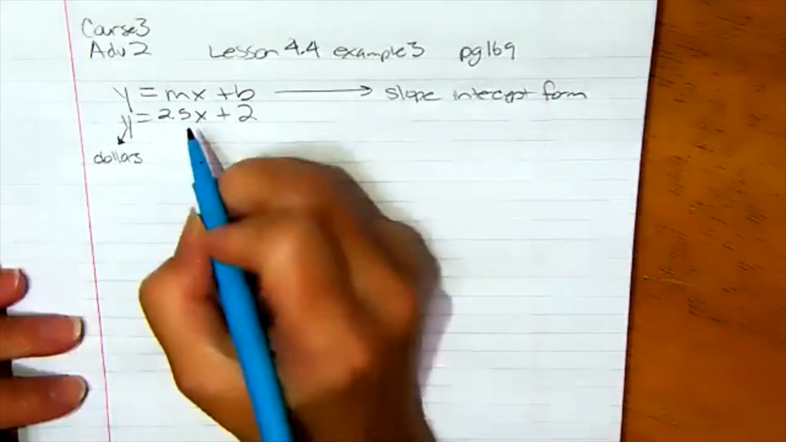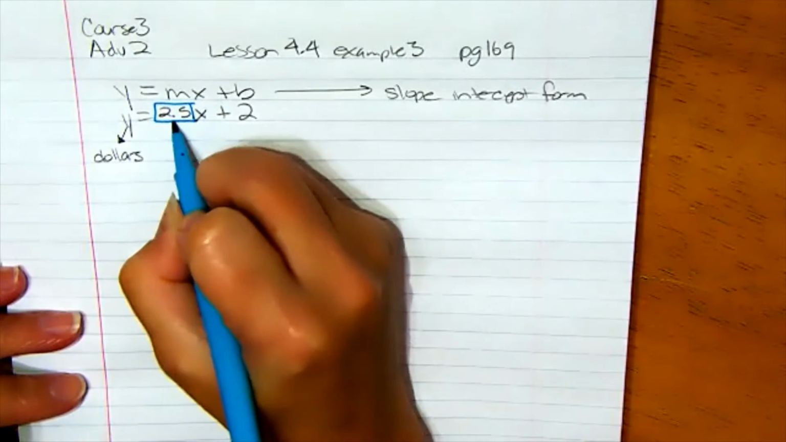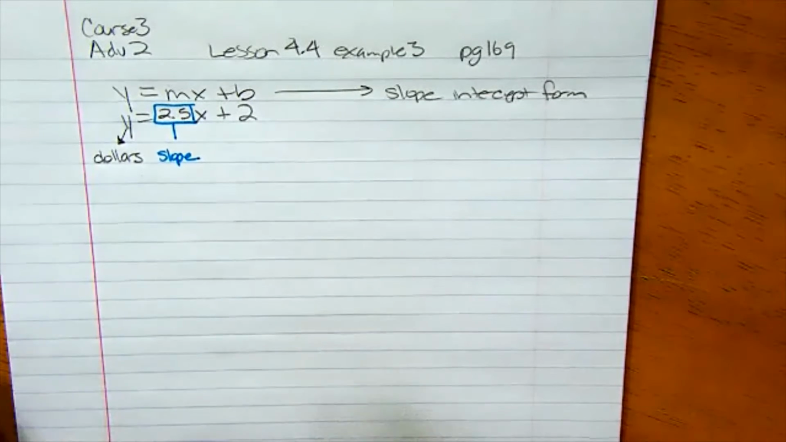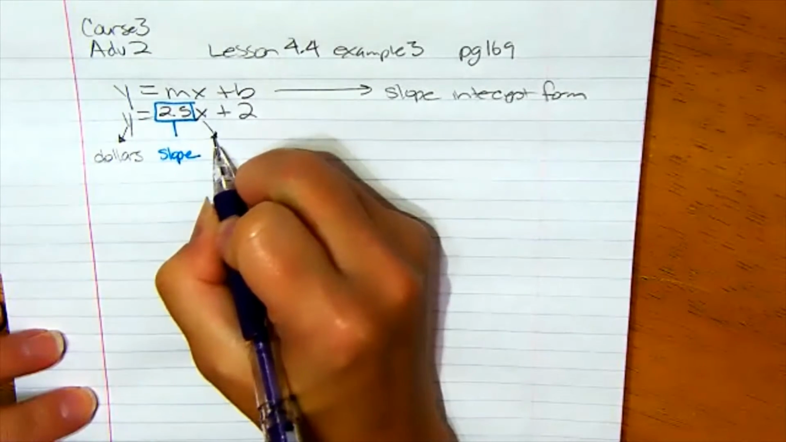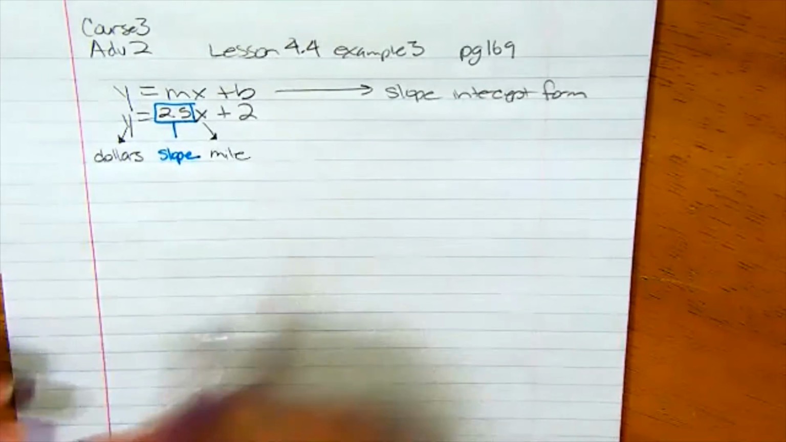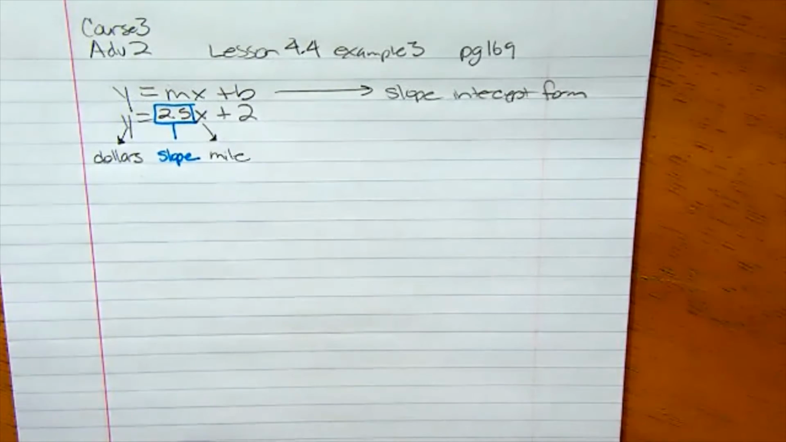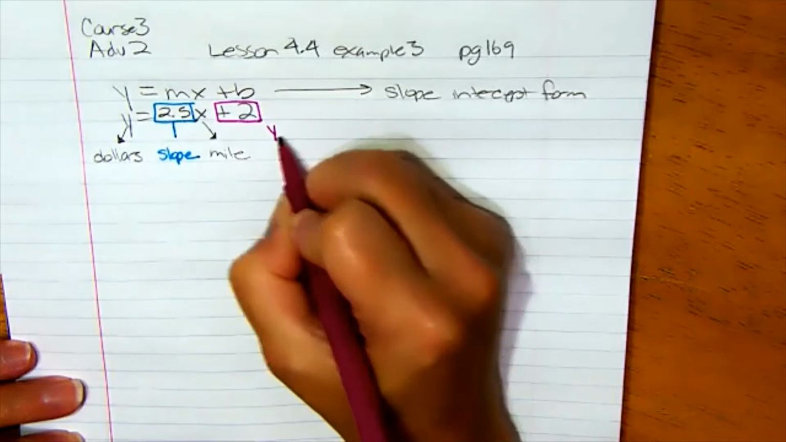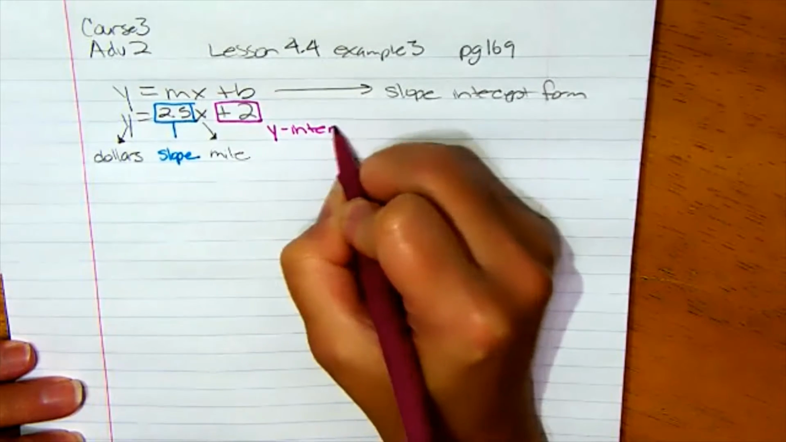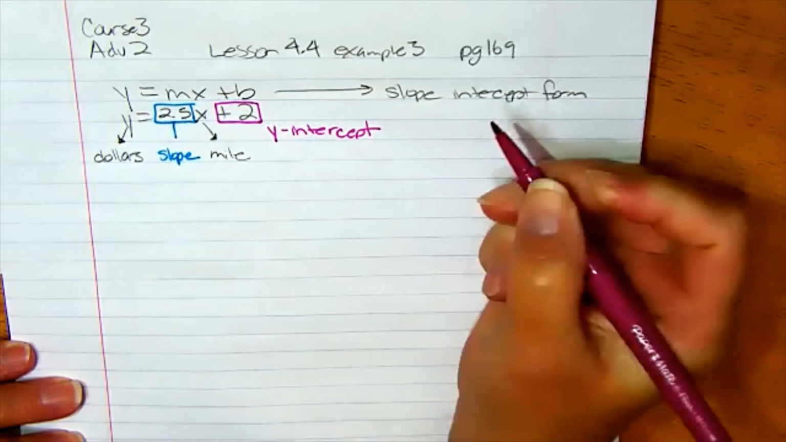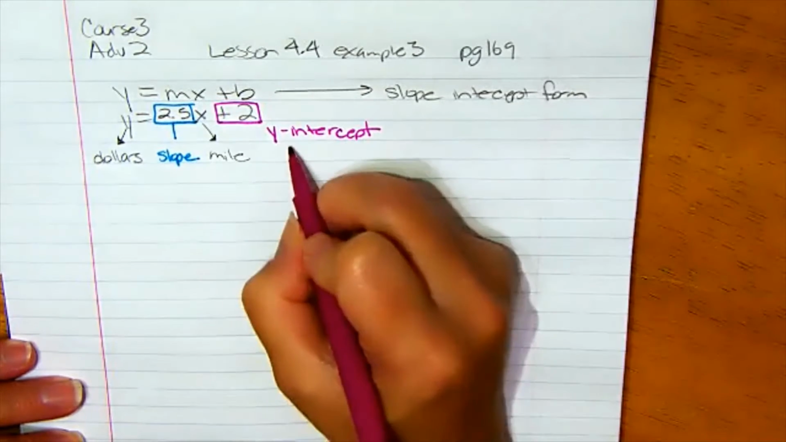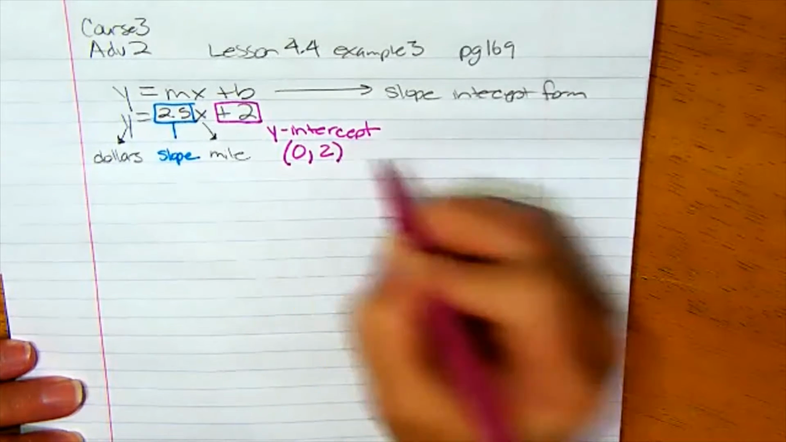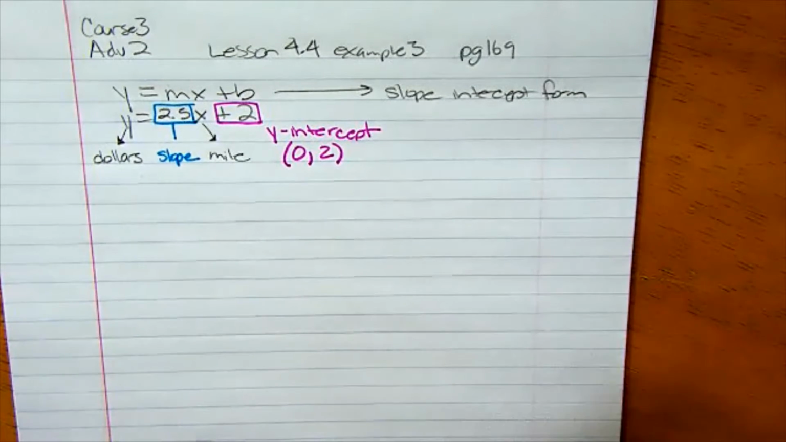We know that 2.5 is the slope. It tells us that x is miles, and we know that this is our y-intercept, and our y-intercept is when x is set to 0. Okay?